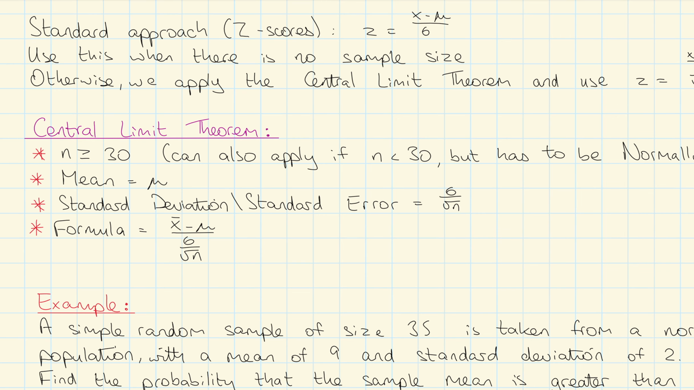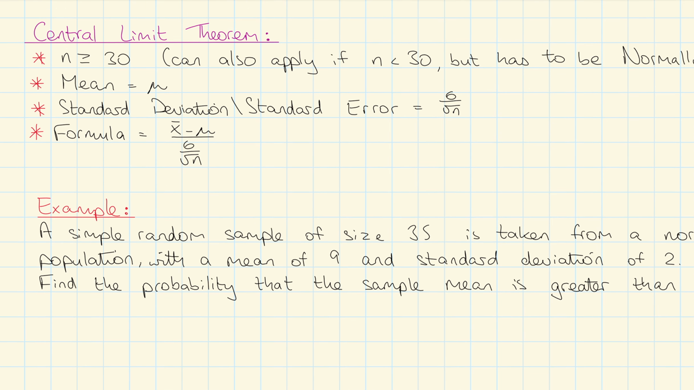The conditions for it: your sample size has to be greater than or equal to 30. The only time that we're allowed to apply it if it's less than 30 is when the data is normally distributed. So that's an important condition. The mean, as always, is mu. Your standard deviation or standard error is sigma over root n, and you combine that to give you the formula.